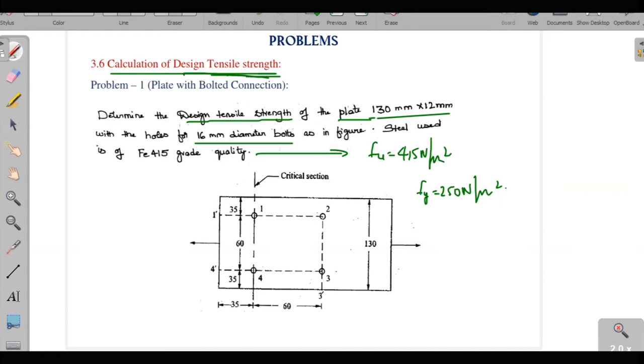See, a member is going to fail because of yielding or by rupture or by block shear. So we need to find out what is the maximum load that this member can take without failing in the three cases.